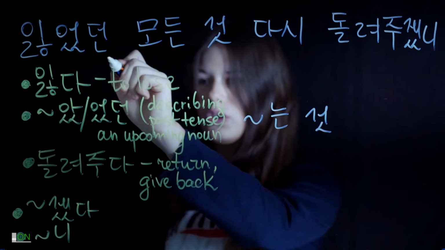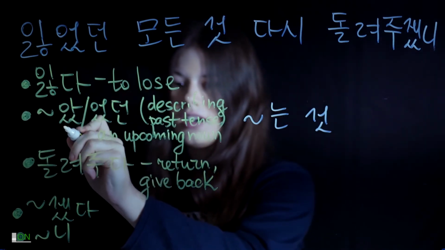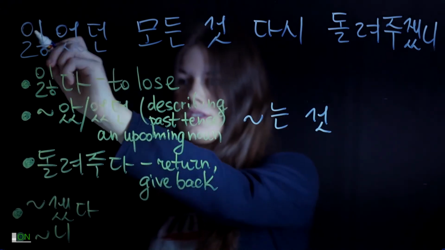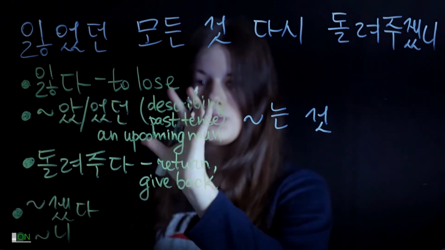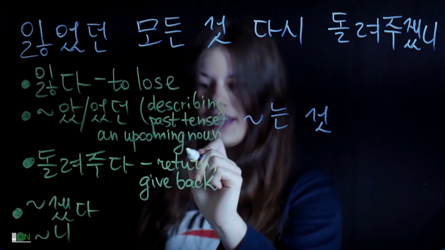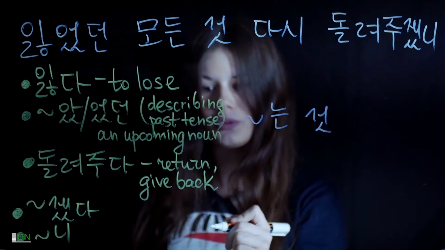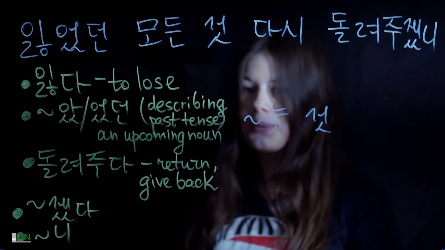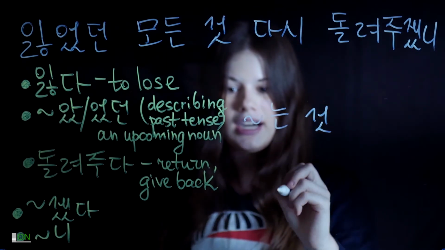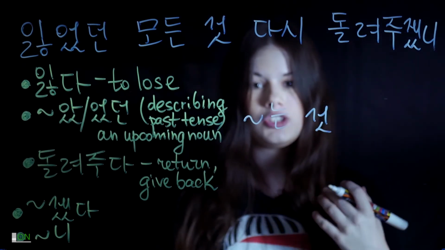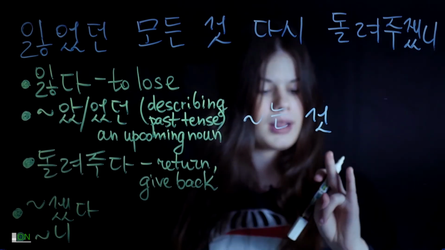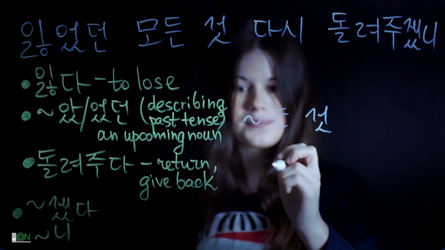So actually 었던 is 았던 or 었던. It depends on the verb, where to stick it. So this stuff is describing past tense and upcoming noun. So for example, I will explain it to you briefly, like the pen that I used. So we would say in 3 versions.